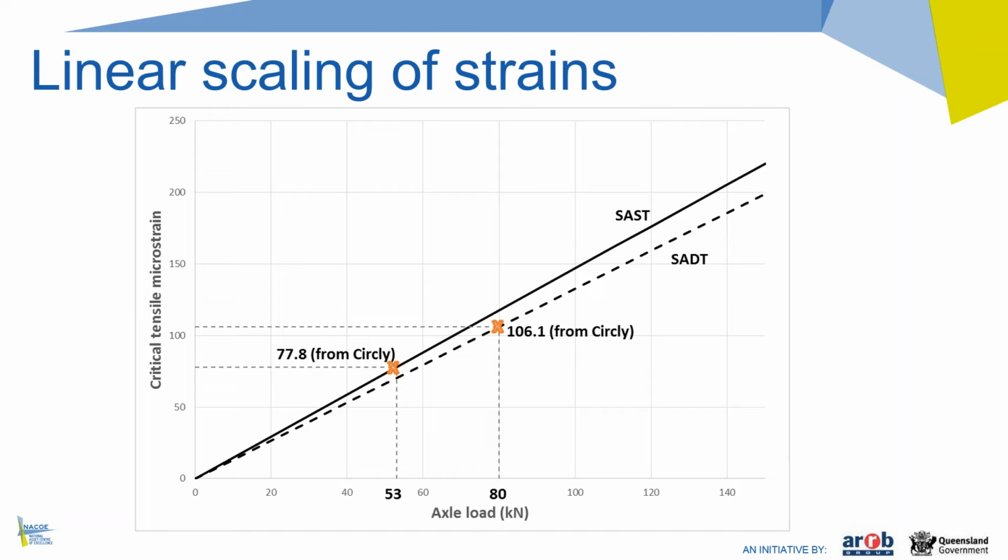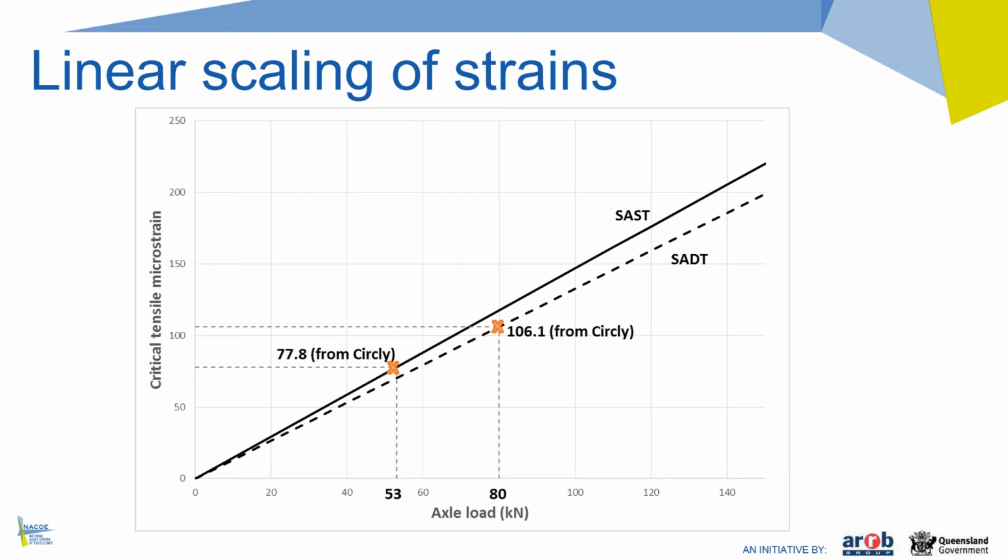So I modelled both those two axles in CIRCLY at loads of 53 and 80 kilonewtons, which you can see down the bottom. From that I ended up with two critical strains: 77.8 for the single axle with single tyre and 106.1 for the single axle with dual tyre.